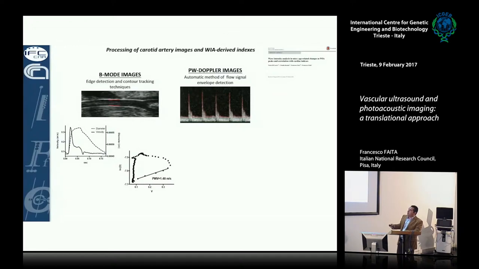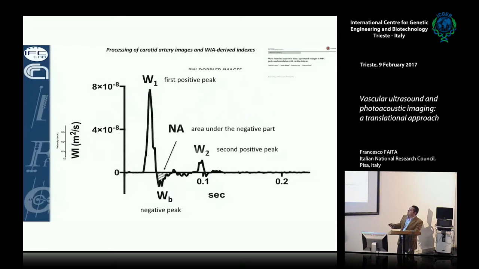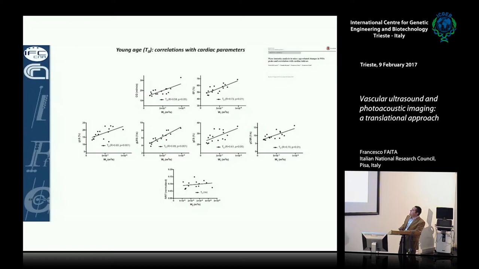We also evaluated, by the loop, the local pulse wave velocity, and putting all this information together according to the preceding equation, you obtain the wave intensity signal in our animals. And as you can see, in the wave intensity signal, we can find all the peaks already described.